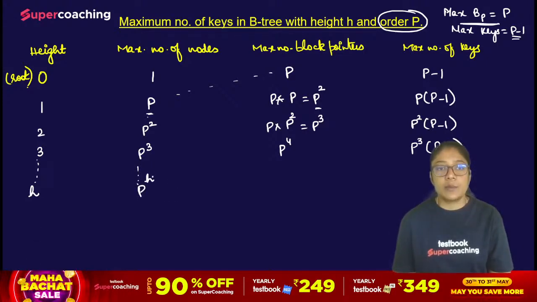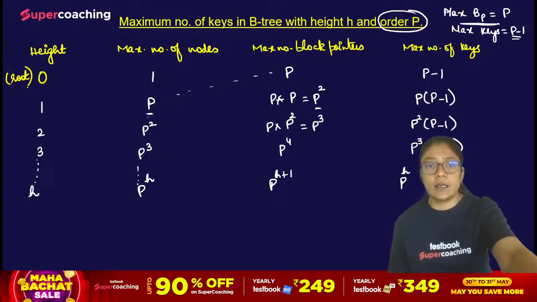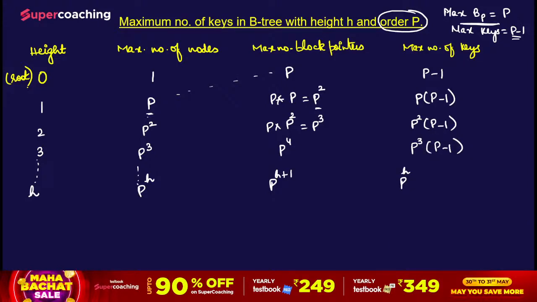Maximum number of nodes are P raised to power h. Maximum number of block pointers will be P raised to power h plus 1. There are P raised to power h nodes, and in each node there are P minus 1 keys. So we have got this. Now we want to find out the maximum number of keys, that is, for the keys column, just take the sum of all those terms.